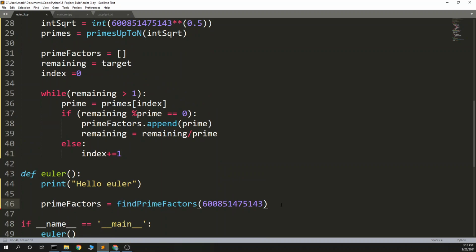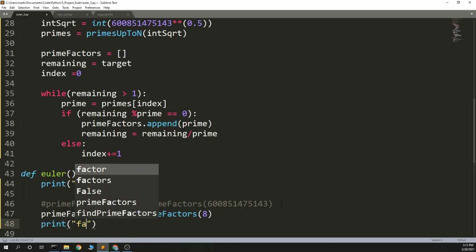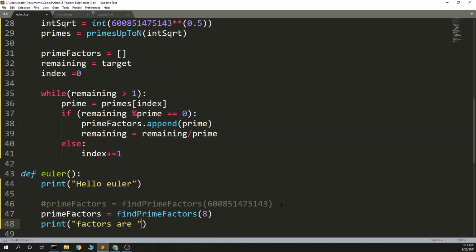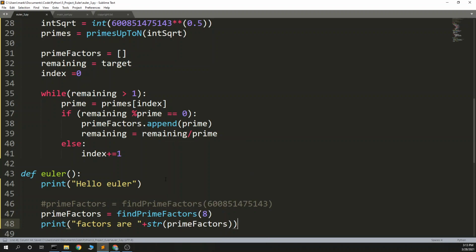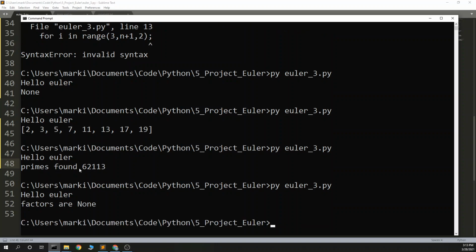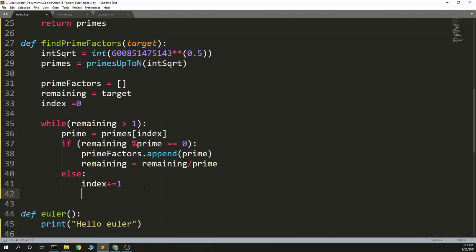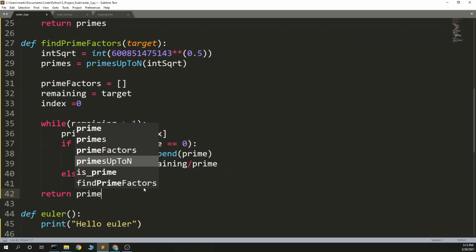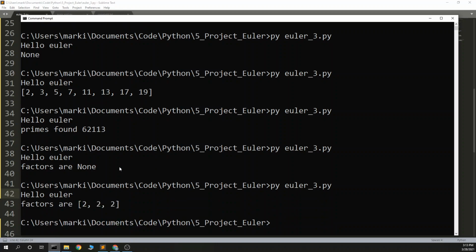So let's just check that. Print factors are, str prime factors. So we expect here to see 3 2s as the prime factors. Factors are none. That's not ideal because once again, I forgot to return anything. Return prime factors. Factors are 2 2 2.